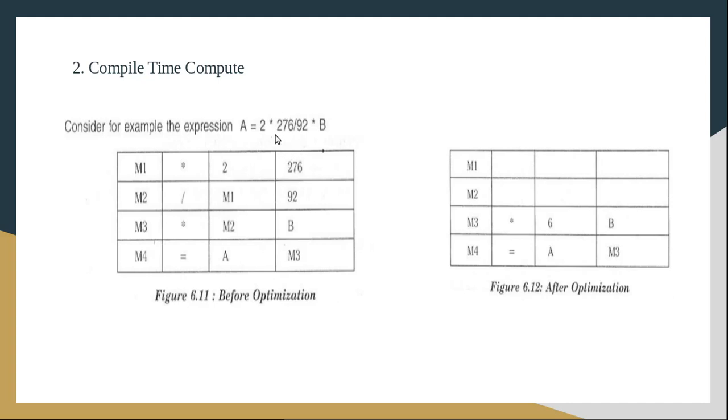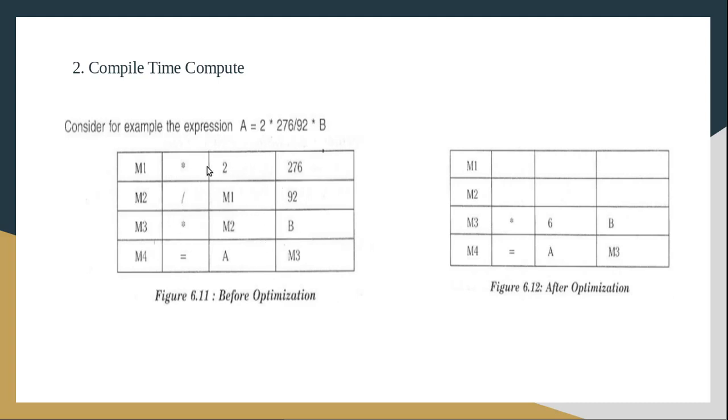So the entire expression can be expressed in two statements. Okay, so first it will be represented in the matrix form. First 2 star 276, so star is the operator, 2 is the first operand, 276 is the second operand, and the target of the matrix line is m1. Like that it will be representing everything.